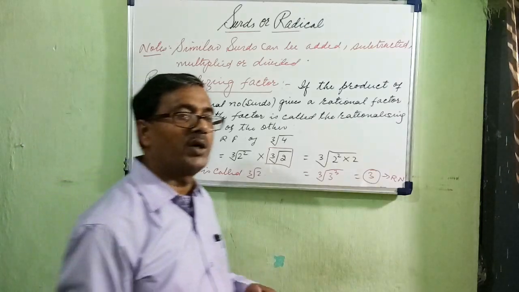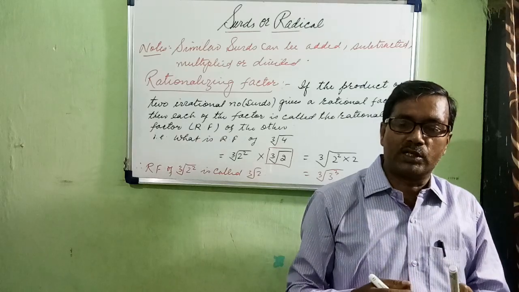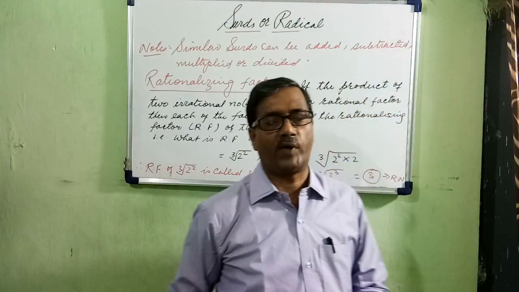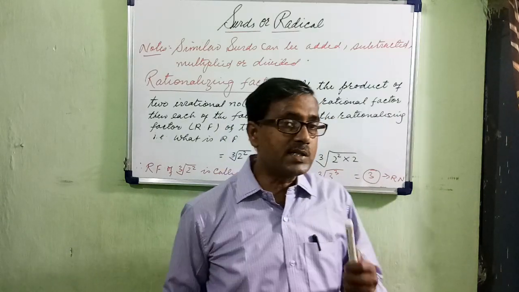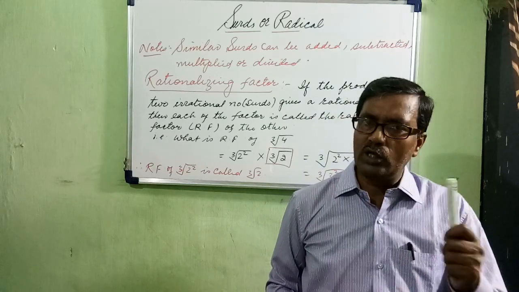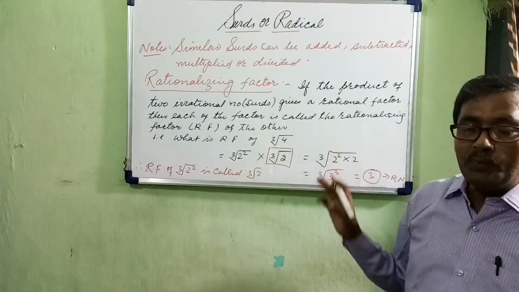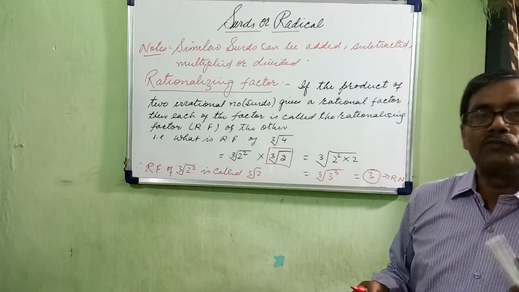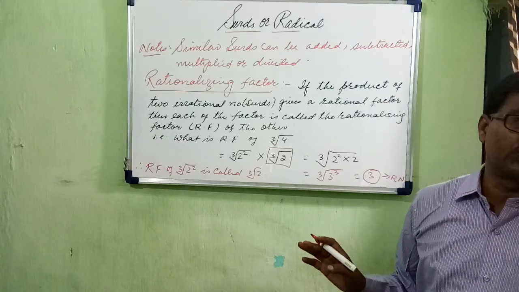And then what is called rationalization? Rationalization is a process through which we can convert the given irrational number into a rational number. Now, in this case, we are more specifically talking about the denominator. If the denominator is an irrational number, we have to convert it into rational. If the numerator is irrational of any sort, we don't need to convert it into rational.